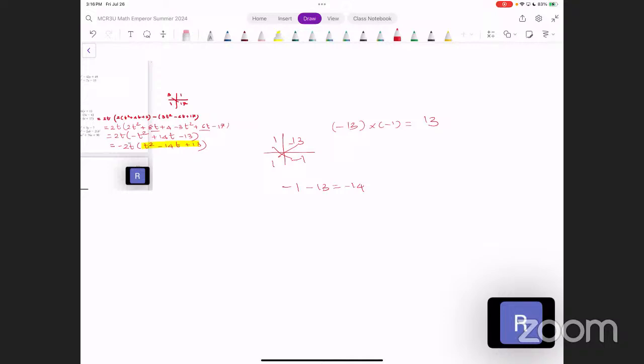All right, so that being said, this one can be factored further: t minus 1 times t minus 13. You see how we do that? So you've got to be really careful what the question is asking for, right?